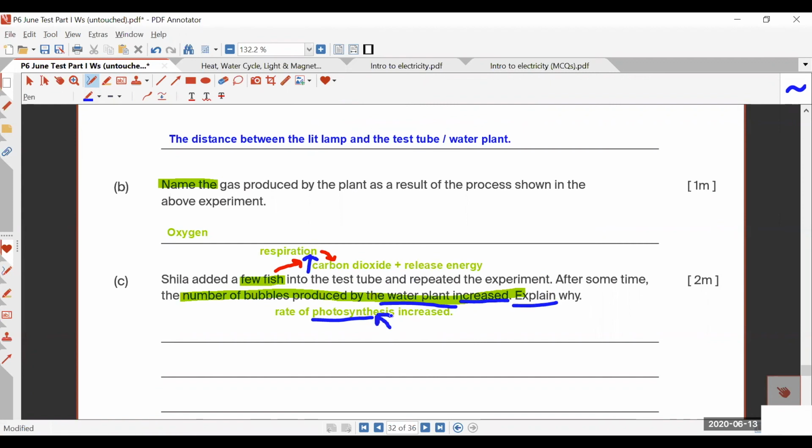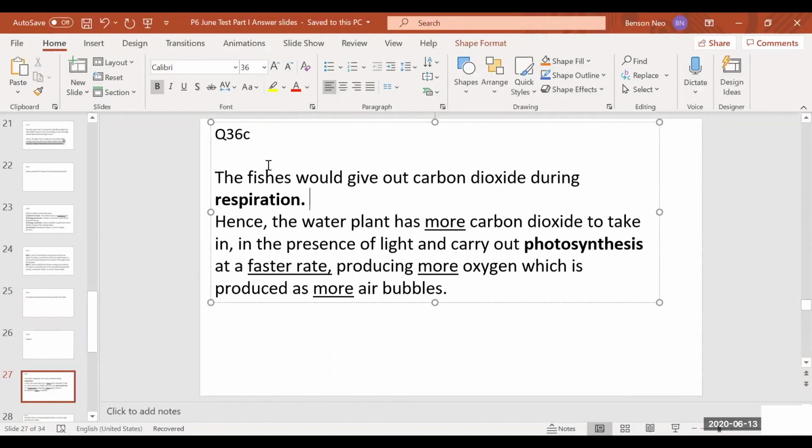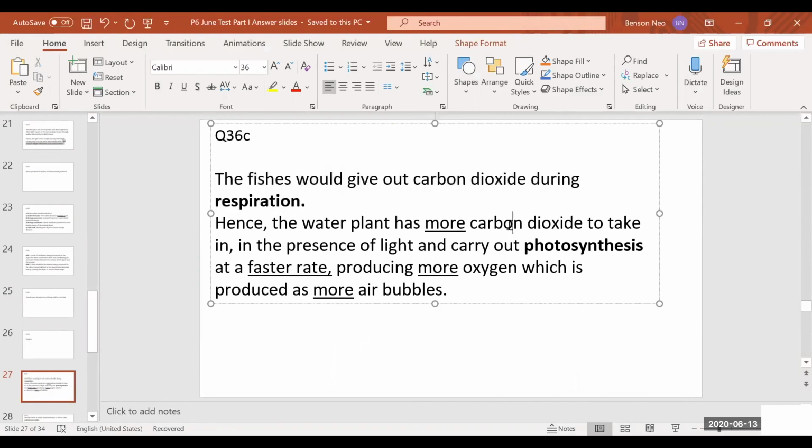Memorize photosynthesis, the process, how to explain. I'm going to show it to you. You can check your answer. I'm sure a lot of you are done. So tell me this one first. Carbon dioxide during respiration. Don't need to tell me release energy, because energy is not important in this question. Okay, but if you write energy, fine. They will not mark you wrong, because it makes sense. Carbon dioxide during respiration to release energy. If you want to write that down, it's fine. But it's not needed.